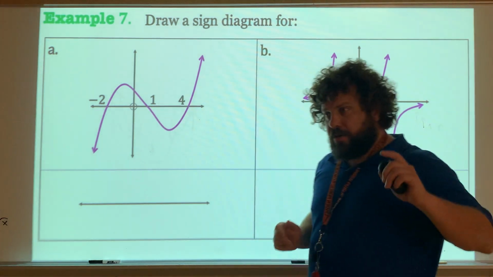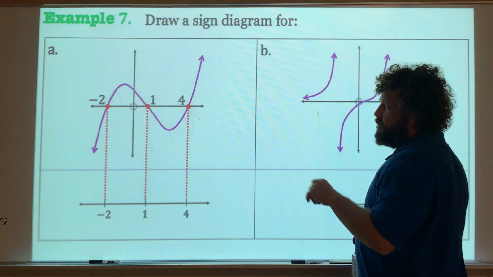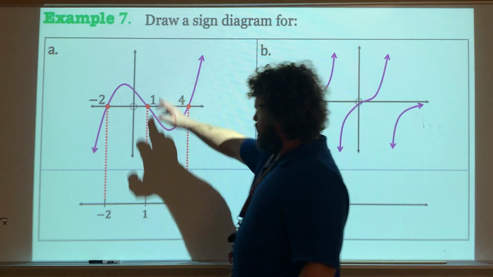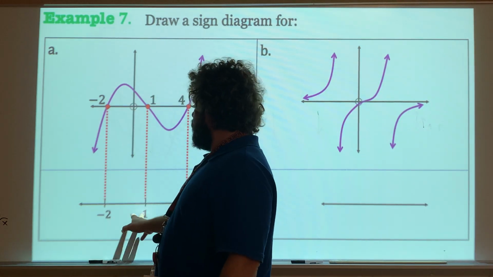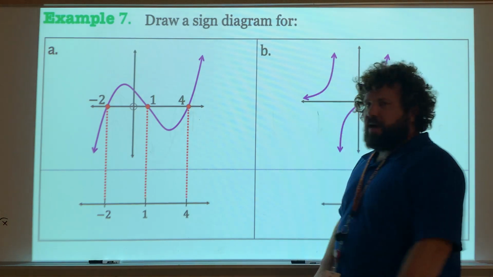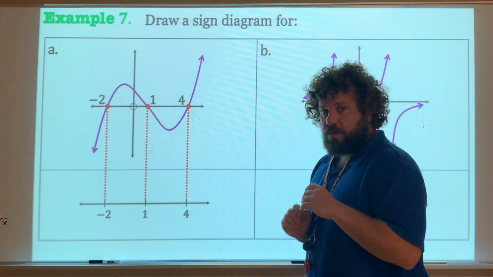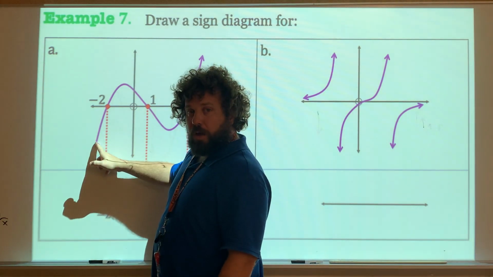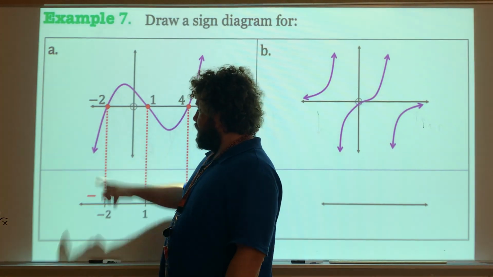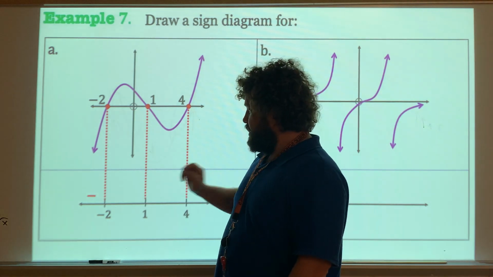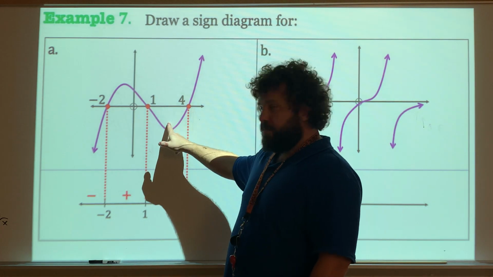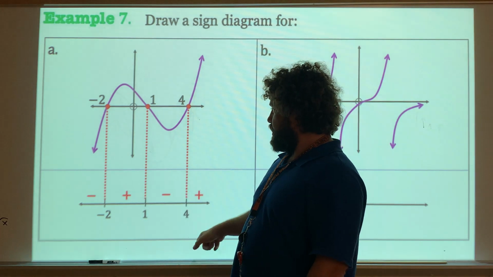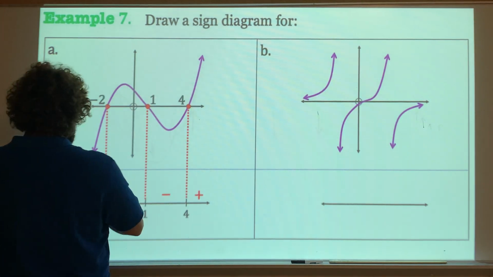I gave you a packet to use on these to help you out. So, your 3 points are -2, 1, and 4. Transfer them down. And now you go, in between these pieces of graph, is my graph above it or below it? What do you got? Below. Below means negative. Above means positive.